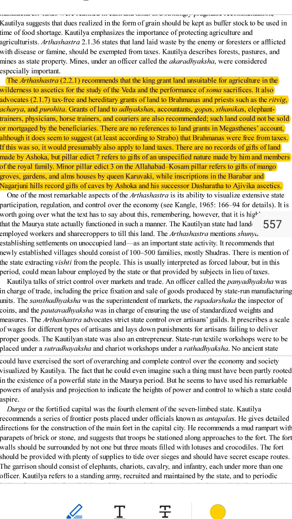The Arthashastra also says that other important workers can get land, such as adhyakshas, officials who have important jobs in the kingdom; accountants, people who keep track of the kingdom's money and resources; gopas and stanikas, these are local officials who manage smaller areas; elephant trainers, people who train elephants for war or work; physicians, doctors who take care of people's health; horse trainers, people who train horses for the king; couriers, messengers who deliver important information.